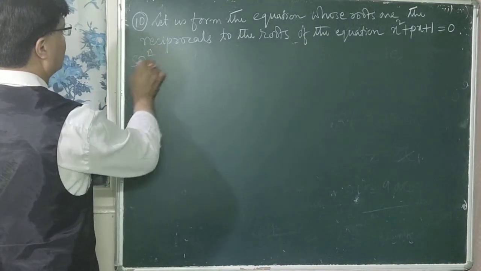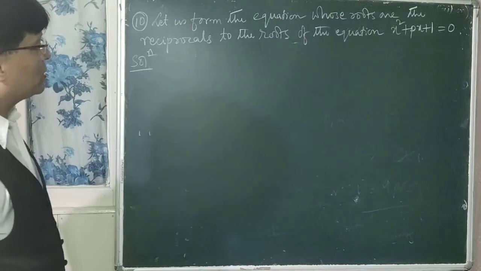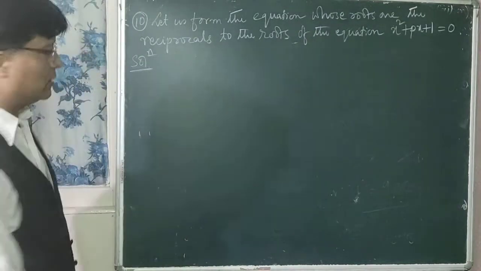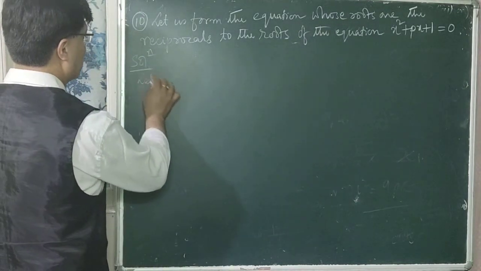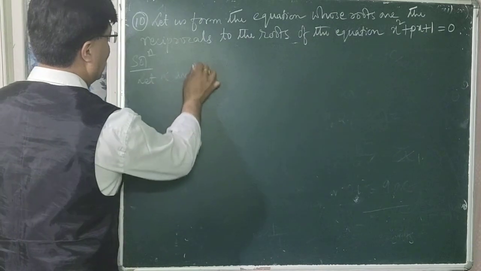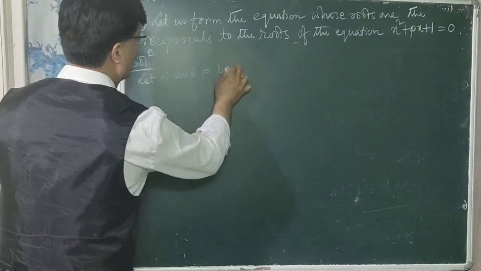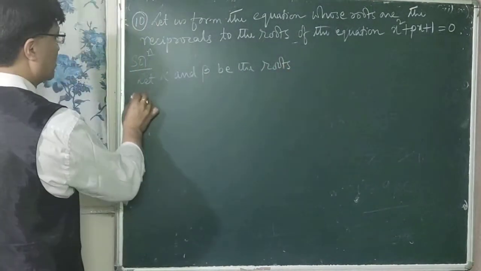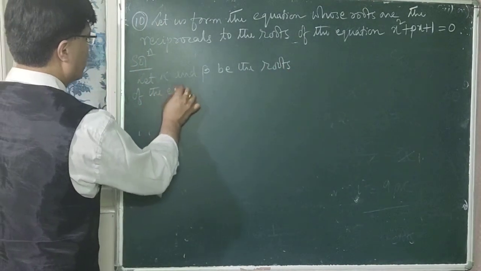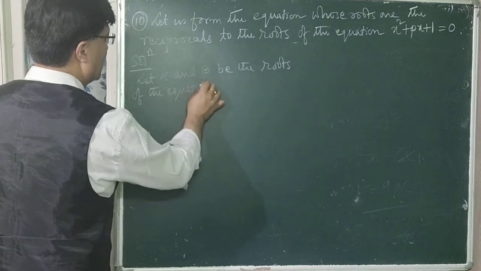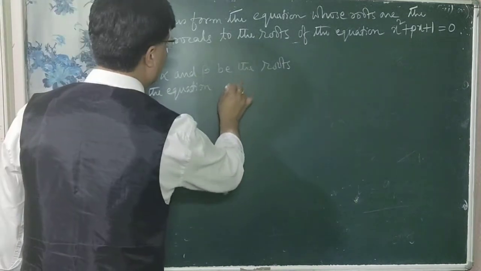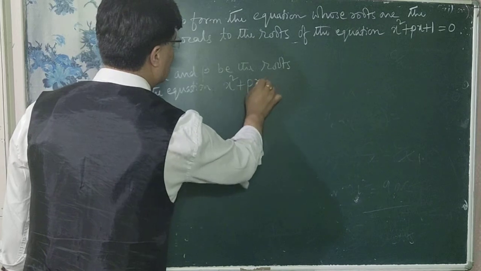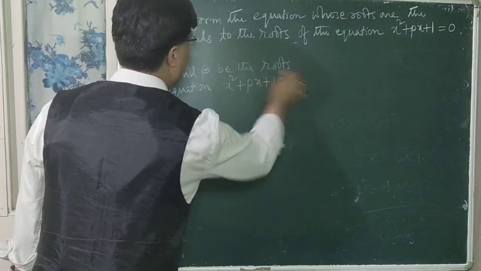So now let's do this problem now. Solution. Now let us assume the roots of the given quadratic equation, right? Let alpha and beta be the roots of the equation, which equation? X square plus px plus 1 is equal to 0.